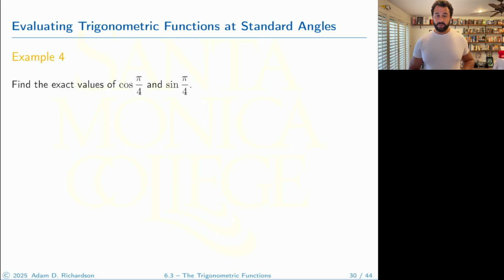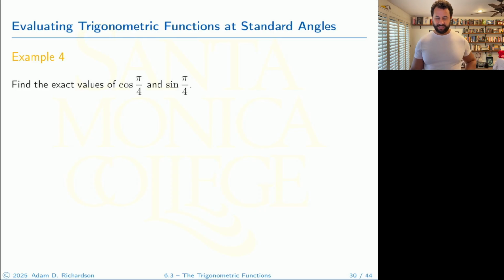Okay, so let's practice. This is where it gets fun. This is one of the things I love about trigonometry. As long as you are comfortable visualizing these standard angles and you have those two right triangles memorized, you'll be good to go. I'm going to do this one first, and then I'll let you do the next one. So we're going to find the exact values of cosine pi over 4 and sine of pi over 4. How do we do it?